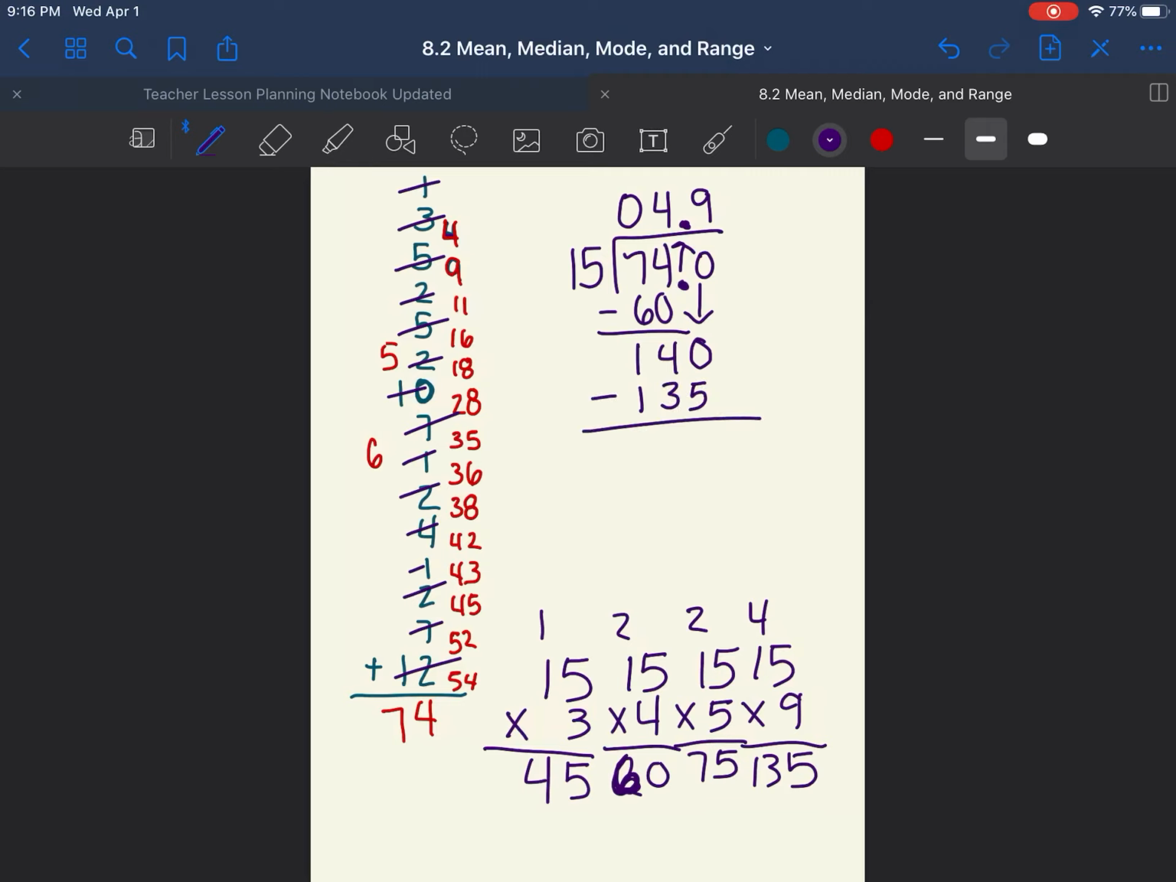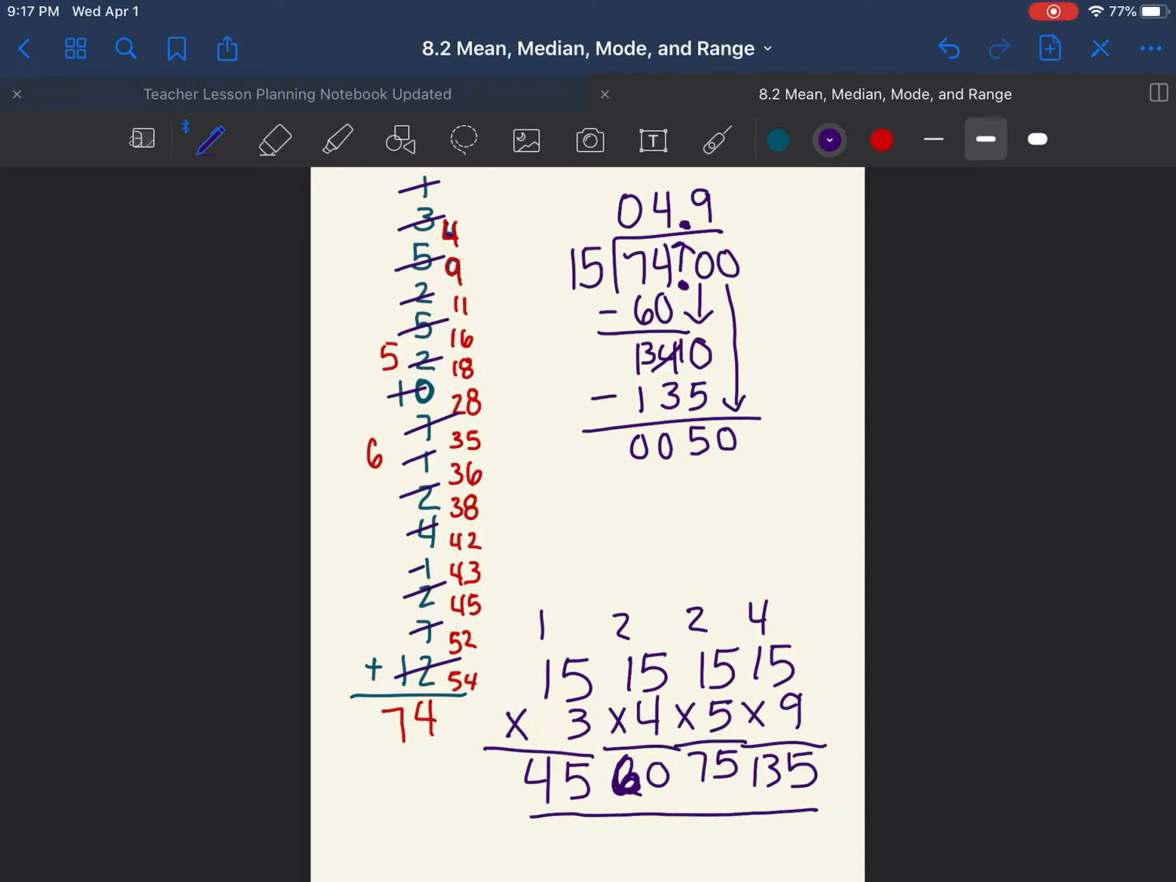I can't do 0 minus 5, so I need to borrow from that 4, make that a 3, and put my 1. 10 minus 5 is 5. 3 minus 3 is 0. 1 minus 1 is 0. So now I have 5. So I need to add another 0. I'm going to bring it down, and that gives me 50.